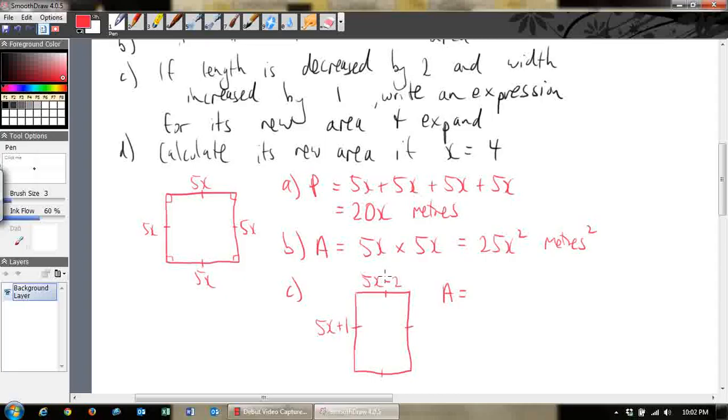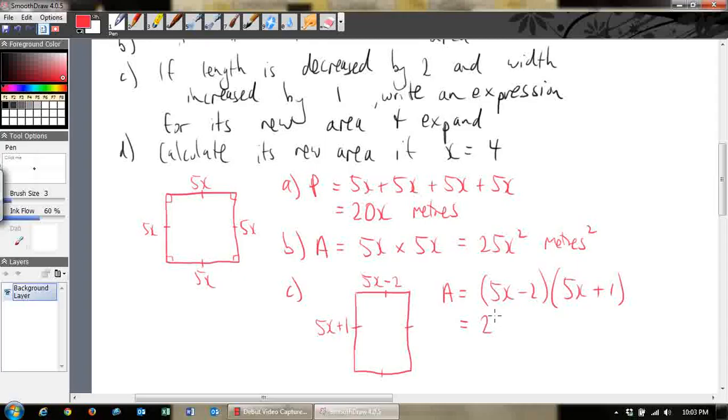Remember, to find the area of a rectangle, we just multiply the two lengths together. So the length times its width, or length times height, whatever it is. So what's its length? It's 5x minus 2 multiplied by its height, which is 5x plus 1. So that's its area. No worries. Now it says write an expression for its new area and expand. So we need to expand this out. Let's do that.